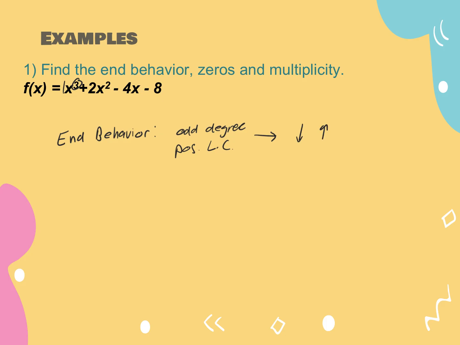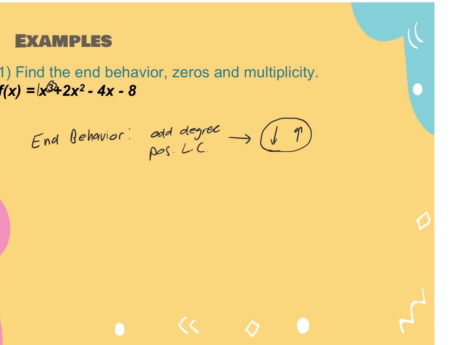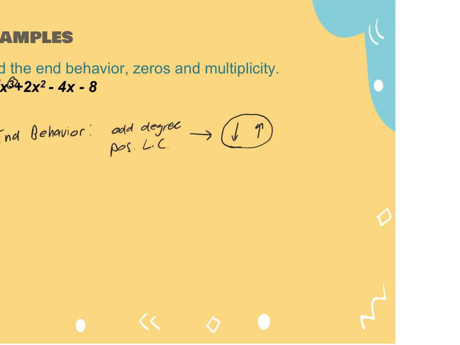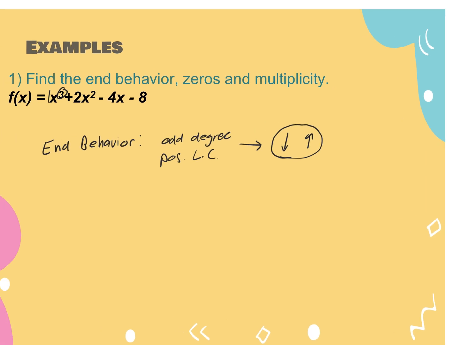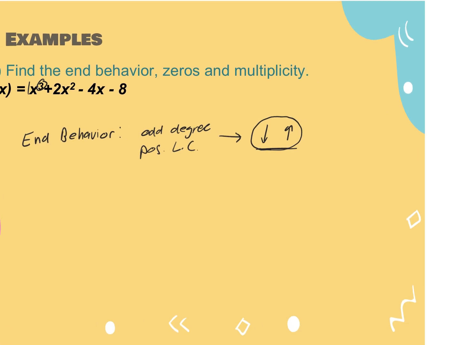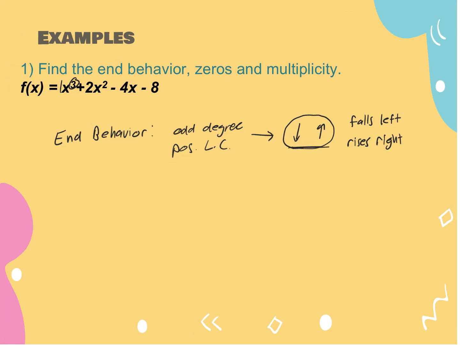For the sake of this class, all you really need is an arrow description. Seems really not technical, but that's perfectly acceptable for the sake of this class. This represents your end behavior. That would be your answer. Or if you want to write it in words, you can say that it falls left and it rises right. That's also an acceptable way to phrase your end behavior.